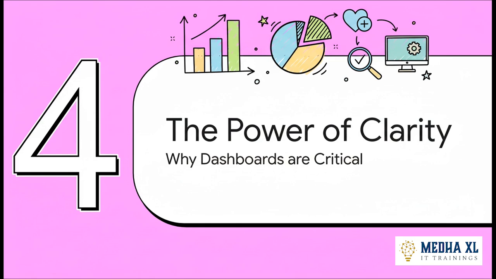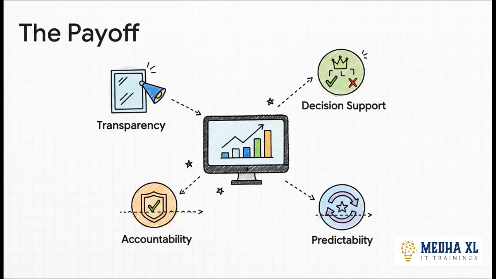And this brings us to the real power of all this clarity. Why are these dashboards so absolutely critical for a team's success? The payoff here is huge. It gives you transparency so everyone's on the same page. It creates accountability because the data is right there for everyone to see. And maybe most importantly, it gives leaders the hard data they need to make those confident go/no-go calls. You move from "I feel like we're ready" to "the data shows we are ready."